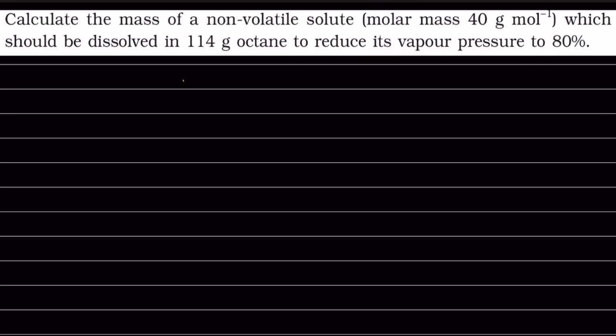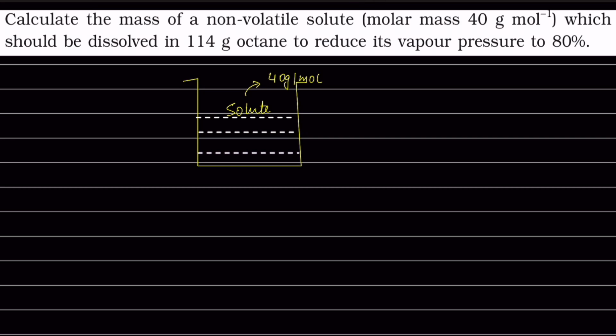So in this question, we have a solution. In this solution, we are using a solute. Its molar mass is given as 40 gram per mole. And this solute is dissolved into the solvent, and the mass of the solvent is 114 gram of octane.